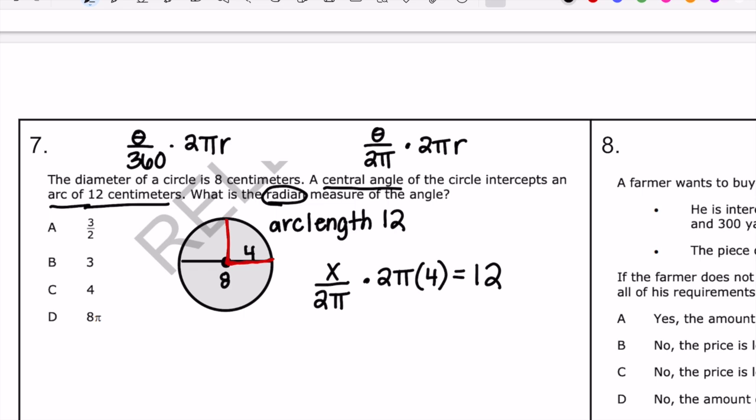So essentially, I can go ahead and get rid of this 2 pi and this 2 pi, because once they get multiplied all together, those are going to cancel. So I have 4x equals 12. And then we're going to divide by 4. So my radian measure is x equals 3.